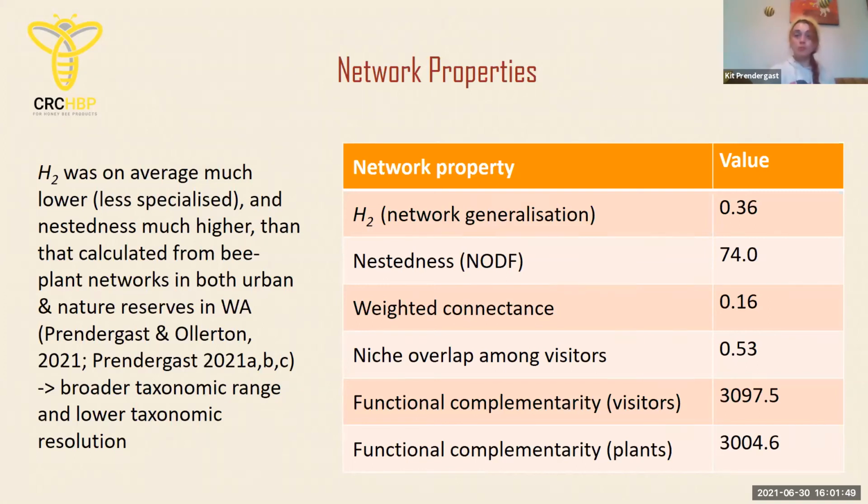This could be due to the broader taxonomic range of insects in the present study, whereas I just focused on bees, and the lower taxonomic resolution here. These were really broad taxonomic categories, whereas I used genera, but it also could be a property of these networks compared with the urban networks. So remember, this is almost pristine habitat here.